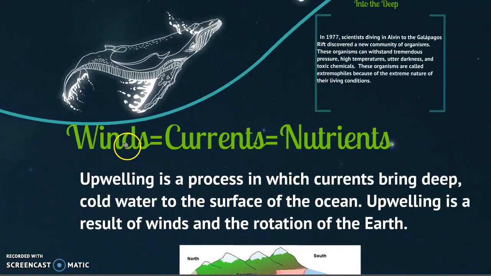So here's the concept. The winds create a current, and the currents actually bring in the nutrients, and the nutrients feed the phytoplankton. Okay?